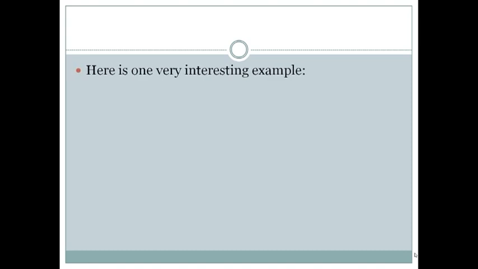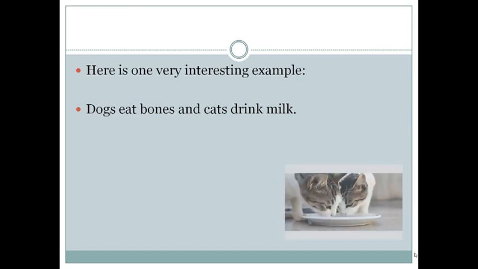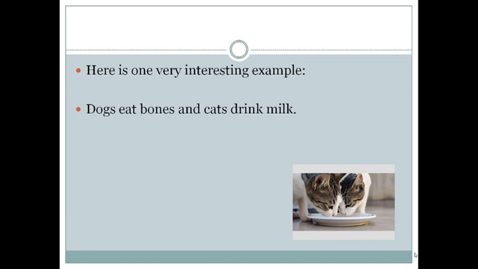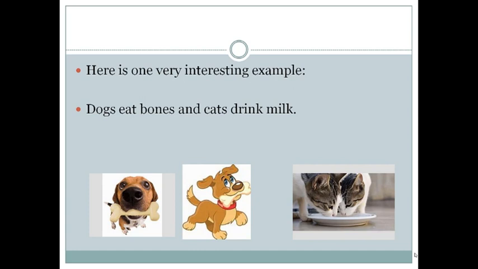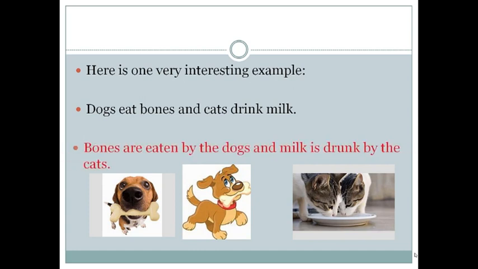Here is one very interesting example. Dogs eat bones and cats drink milk. Two cats, a dog. Bones are eaten by the dogs and milk is drunk by the cats.